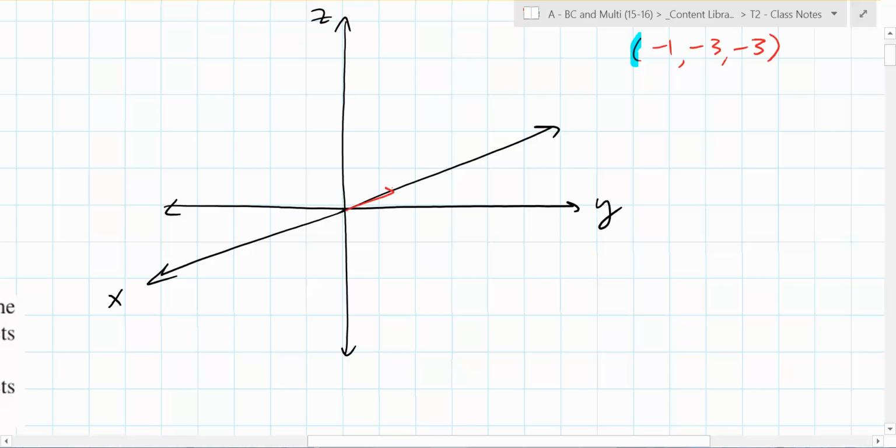I go back 1. I then go to the left or right. Well, how much? Left 3. So 1, 2, and 3. And then how far down do I go? 1, 2, 3. So this is the point -1, -3, -3, right there. So I'm at that point right there. Fantastic. Nice. I plotted it.